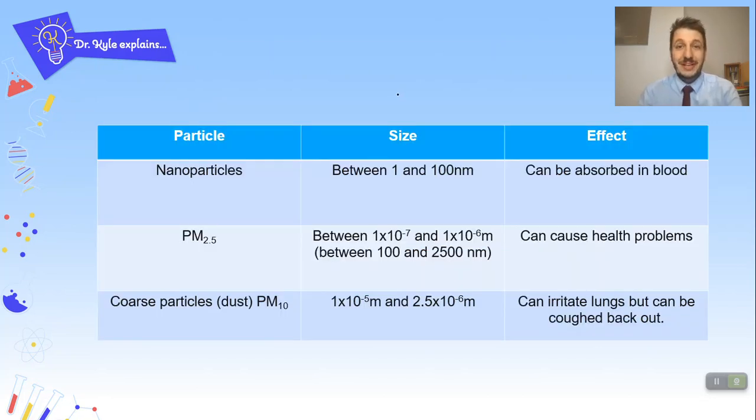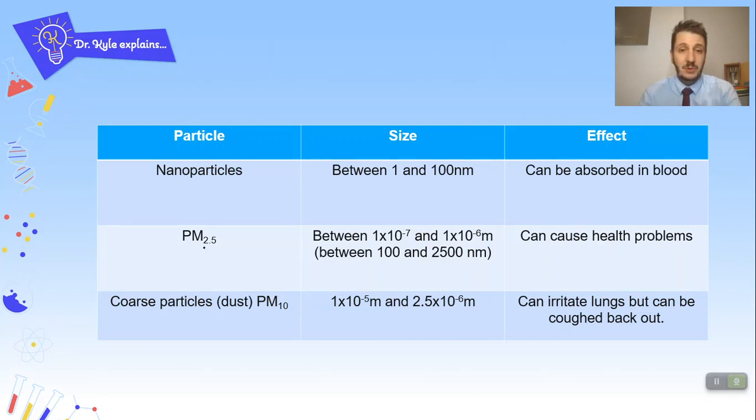Okay, so looking at this table then, hopefully we can see we've filled out some of the key information between nanoparticles, particulate matter 2.5 or fine particles, and coarse particles. Now the take-home message here is that because nanoparticles are so small, they can be absorbed into the blood. And so a potential disadvantage of nanoparticles is that we have unknown health effects or potential unknown side effects because they can get into our body and into our bloodstream.